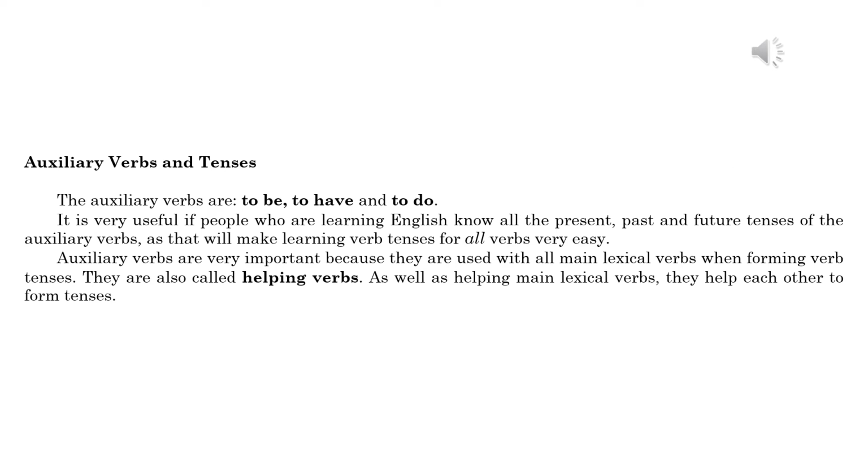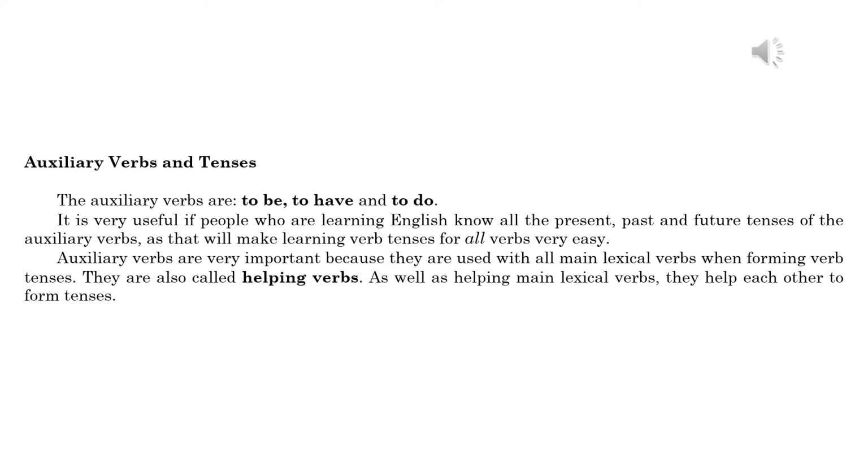Auxiliary verbs and tenses. The auxiliary verbs are to be, to have, and to do. It is very useful if people who are learning English know all the present, past, and future tenses of the auxiliary verbs, as that will make learning verb tenses for all verbs very easy.